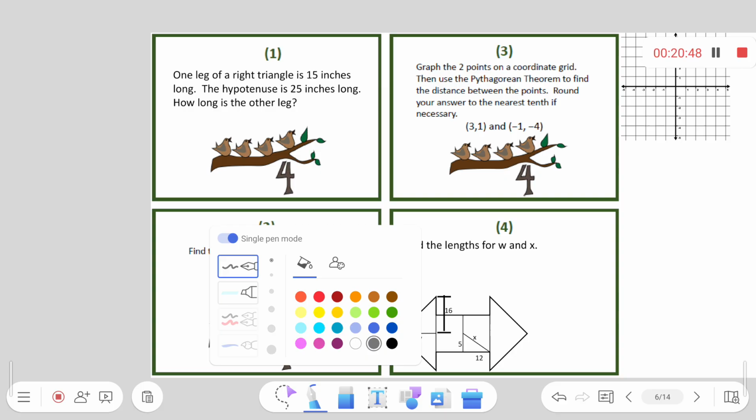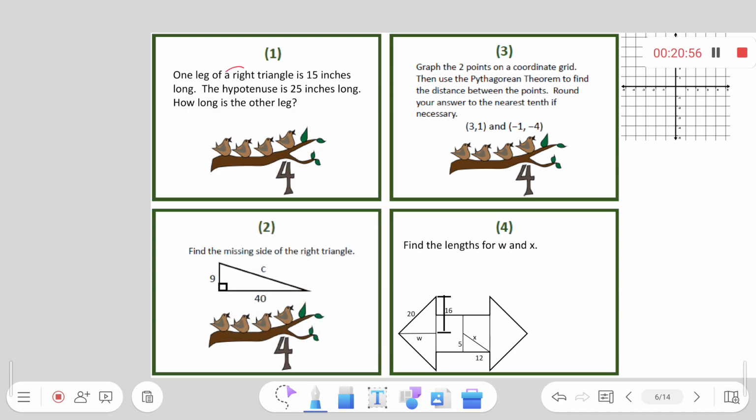Number 1 says, one leg of a right triangle is 15 inches long. The hypotenuse is 25 inches long. How long is the other leg? This talks to me about a right triangle. Because I have a right triangle, I know I can use a squared plus b squared equals c squared.